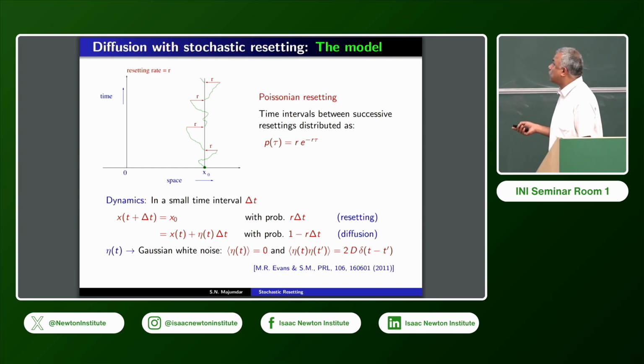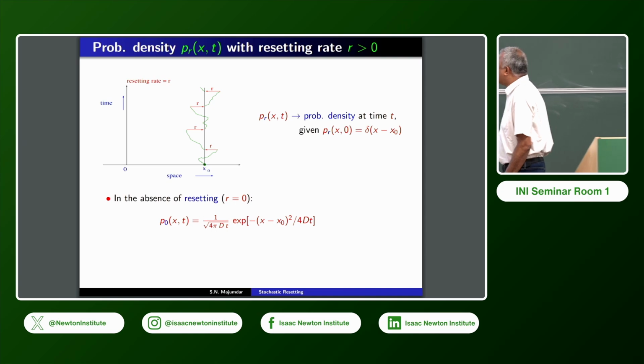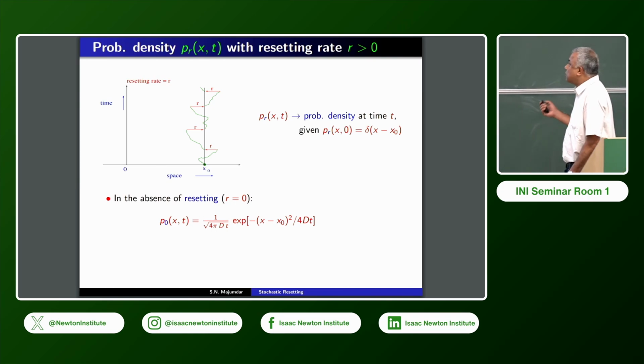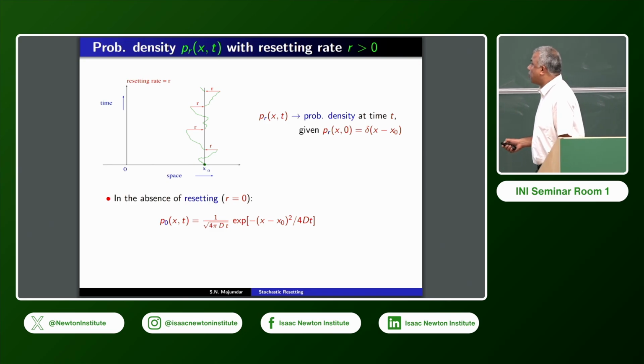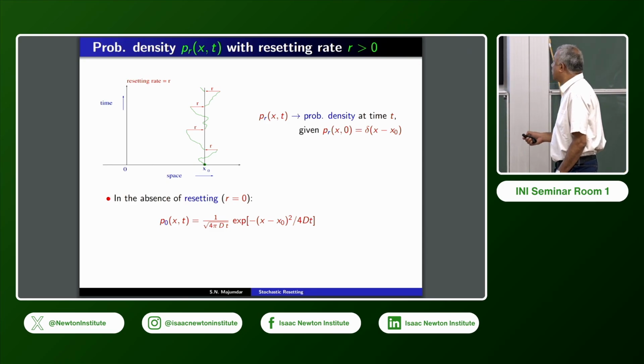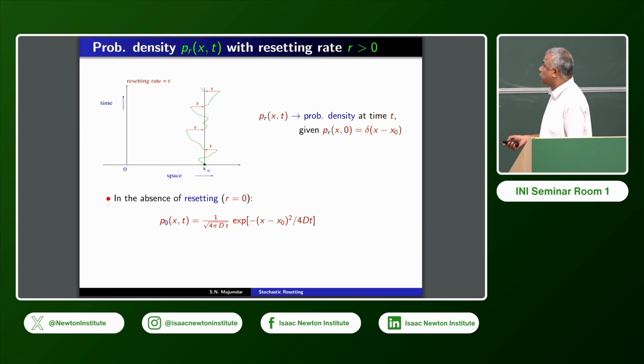The first question we wanted to ask is: what is the position distribution? That means, what is the probability density that the particle will be at x at time t, starting from the initial value x0? And this is a Dirac delta function, which is the initial condition. You all know that without resetting, this is just a Brownian diffusion. Therefore the propagator, or the position distribution, starting from x0, is just a simple Gaussian with mean at x0 and variance 2Dt, where D is the diffusion constant.